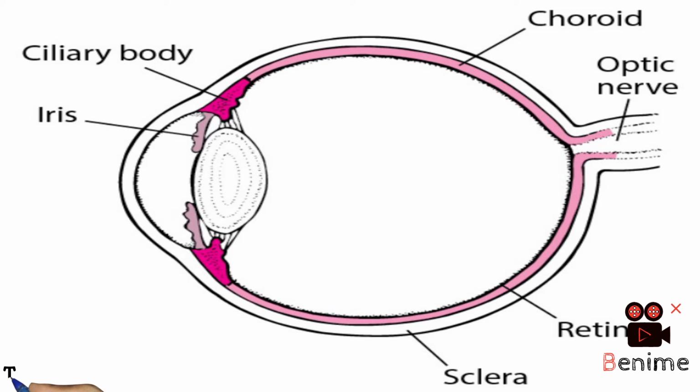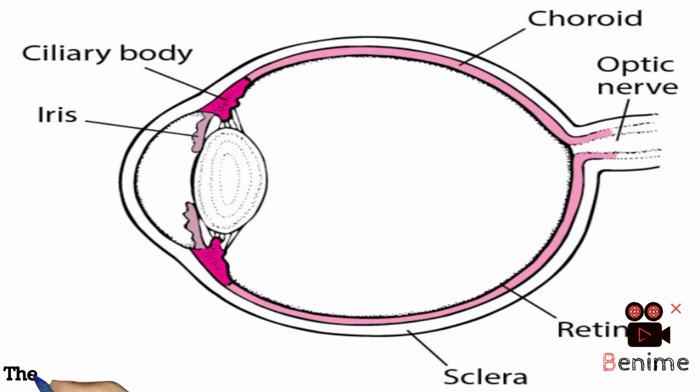Now the iris. The iris is the structure behind the cornea. It is the iris that gives the background that is seen through the transparent cornea. In some people it can be blue, it can be pink, it can be black. At the center of the iris is found the pupil. So that is where the pupil is located.